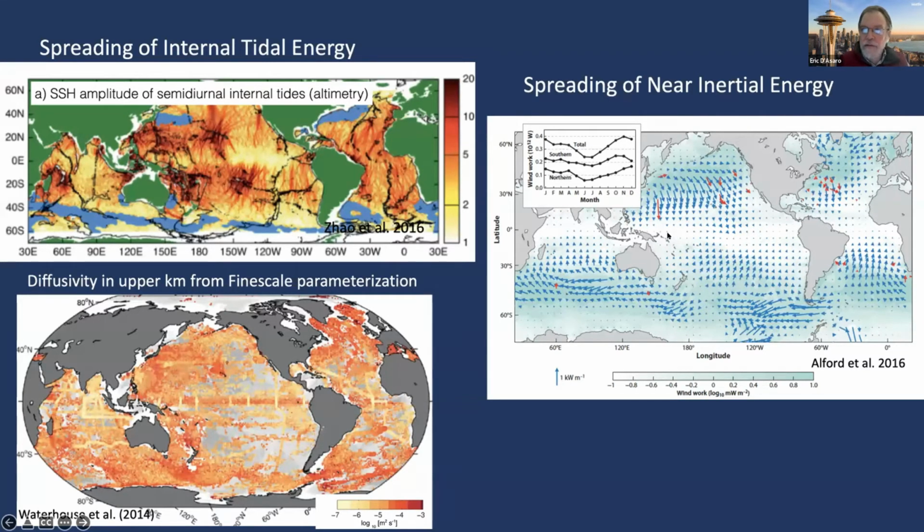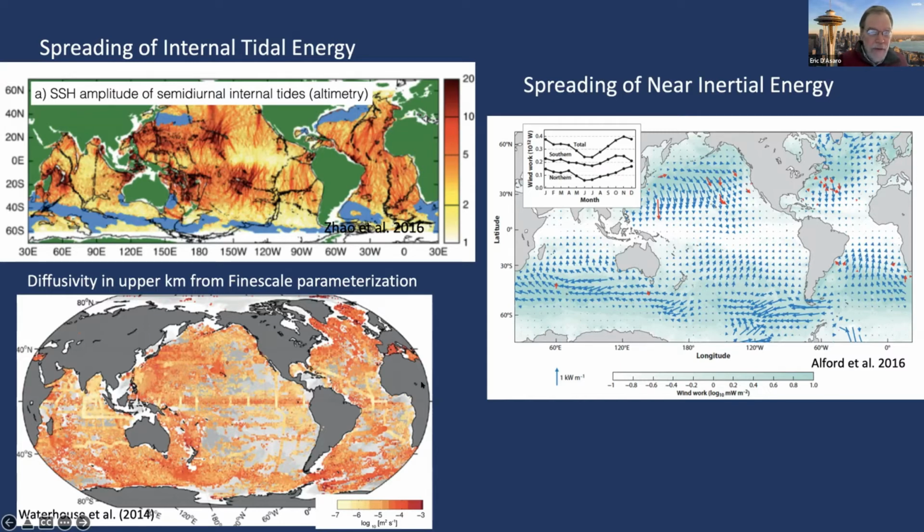You can also see spreading of near inertial energy. The strong winds in the mid latitude wind band here and in the mid latitude wind band here create near inertial energy, and it propagates equatorward as shown by these arrows. That's why you get energy here, even in internal waves here, even though there isn't a lot of wind here.